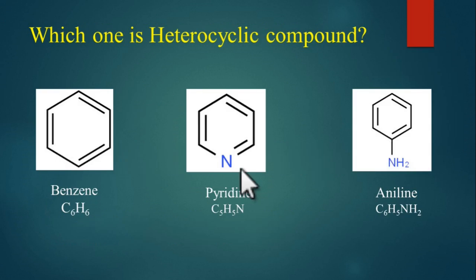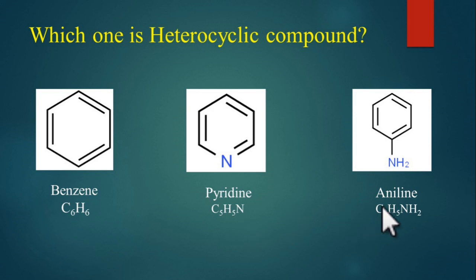Let's look at some examples. In these examples, the first one is benzene. In this compound, the ring is made up of only carbon atoms. The molecular formula is C6H6. So, this type of compound is called a homocyclic compound or carbocyclic compound. The next example is pyridine. Here, the total number of ring atoms is 6. Out of 6, 5 carbon atoms and 1 nitrogen atom are present in the ring. The molecular formula is C5H5N. So, we can call it a 6-member heterocyclic compound, right?